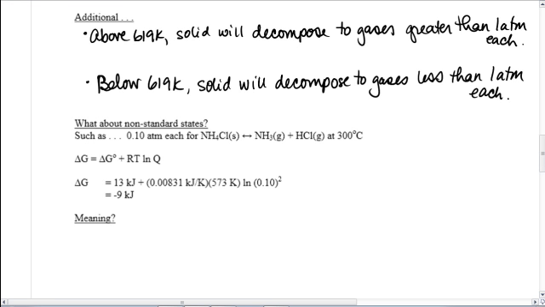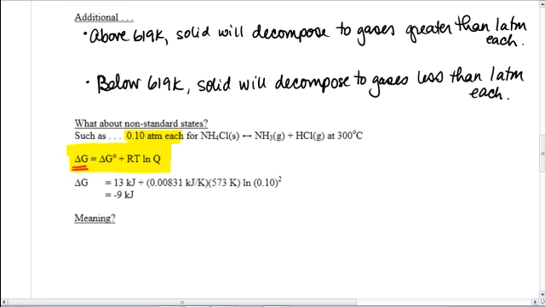What about non-standard states? Delta G naught is referring to 1 atmosphere, 1 molar. A lot of times we don't care about that. So let's say here that we have a 10th atmosphere each instead of 1 atmosphere each. This equation might be on your useless information sheet, I don't know, I haven't looked recently. It has you solving for delta G. Notice there's no little naught symbol, so this is delta G at non-standard states.